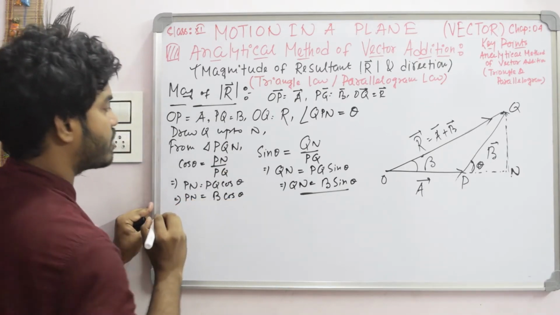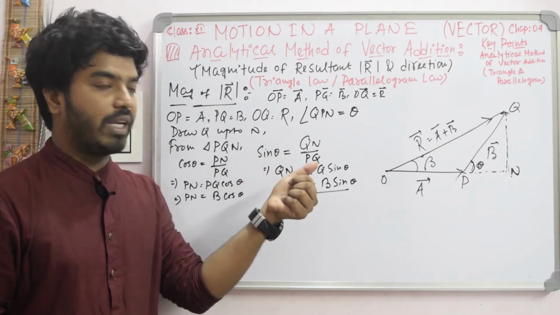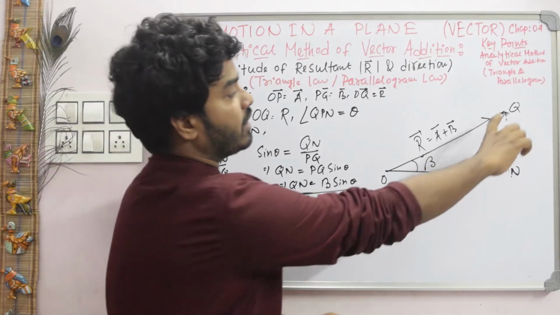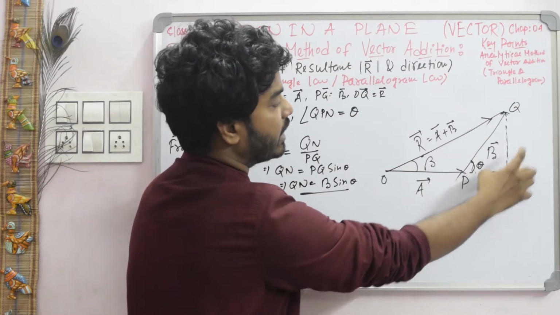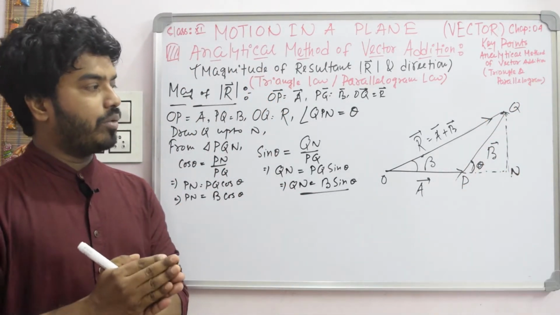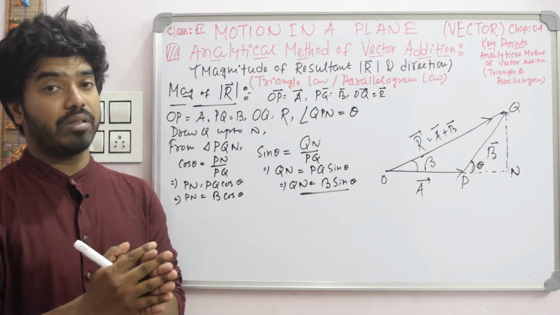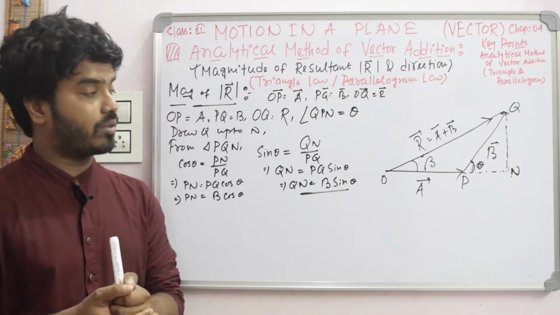This is your first work. Draw the diagram, then explain it: at first explain the value of QN and the value of PN, this extended part which I drew here. Now use the Pythagoras theorem. All of you know the Pythagoras theorem: hypotenuse squared is equal to base squared plus perpendicular squared.